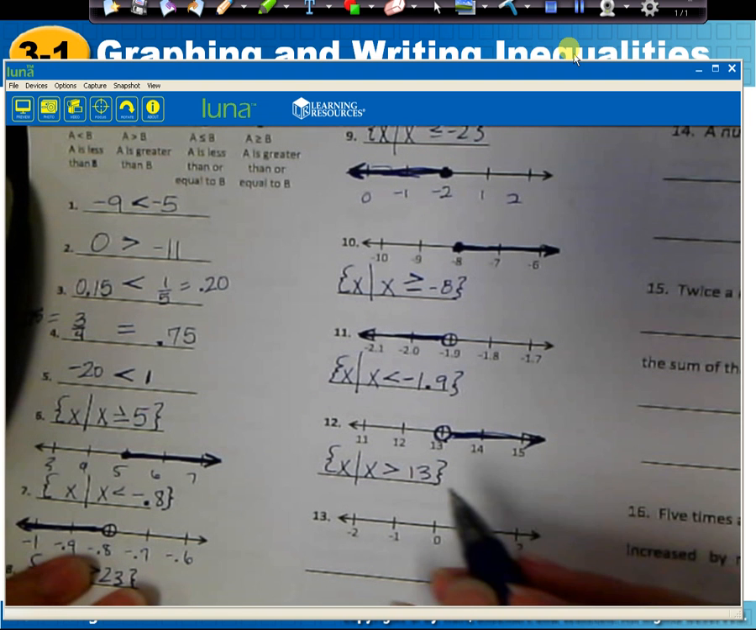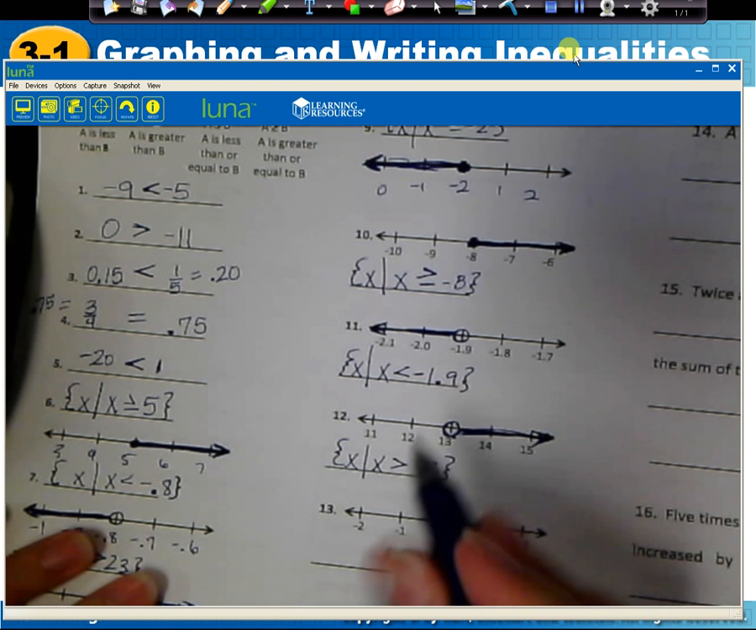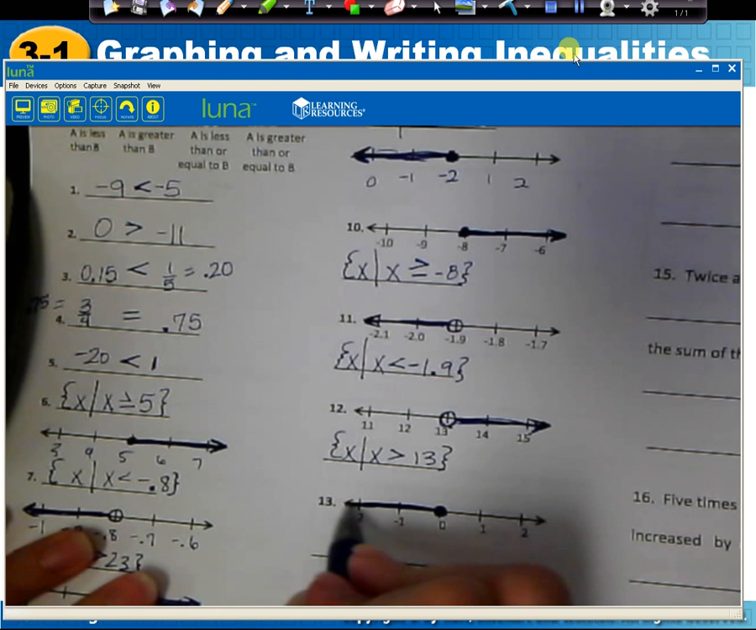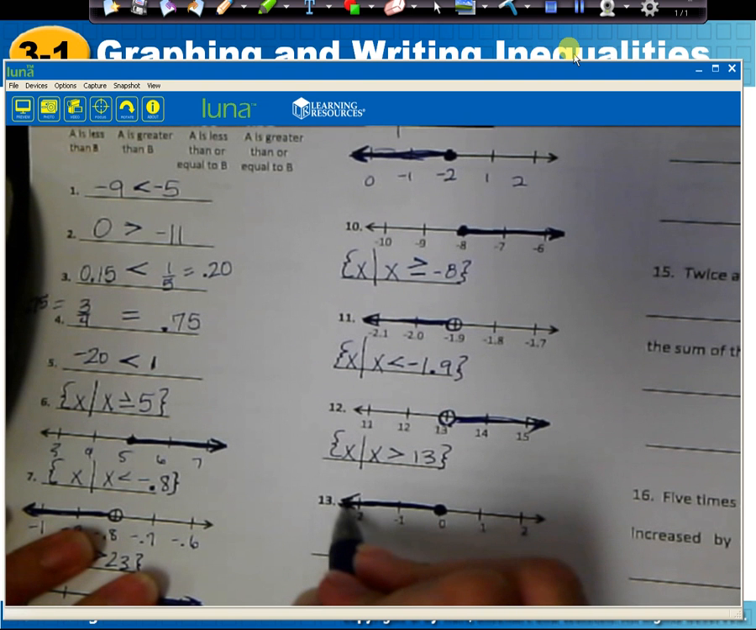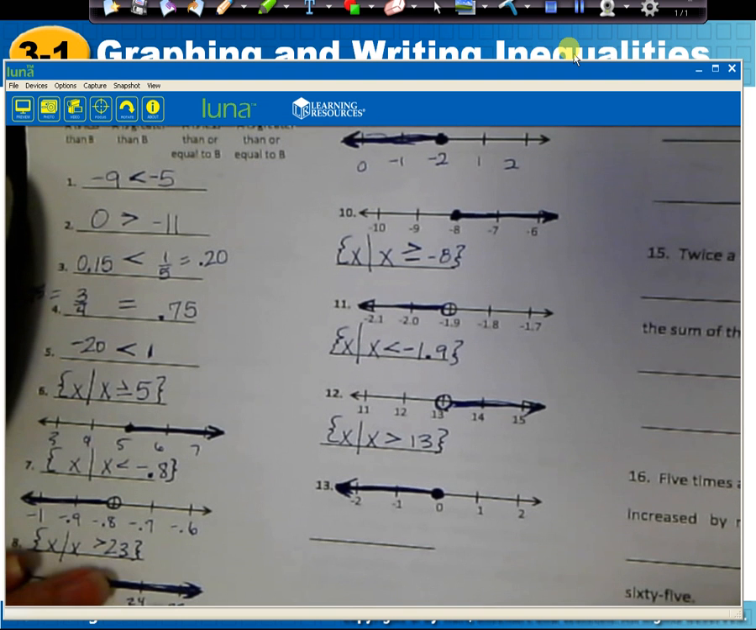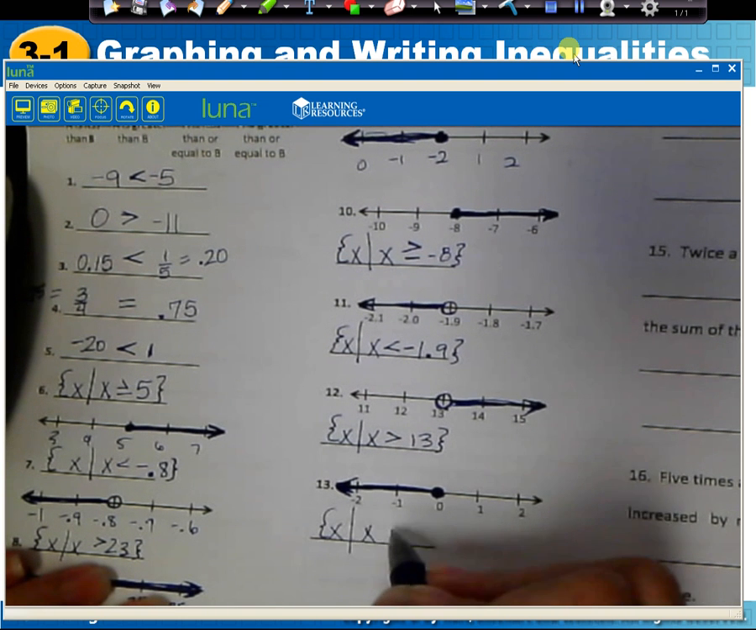And the last one I'm going to look at with you is number 13. This is your graph. You have a dark mark, a filled in circle at 0, and then it's shaded to the left. And we're going to say x such that x is, we know that it could be equal to, but it could also be anything less than 0.